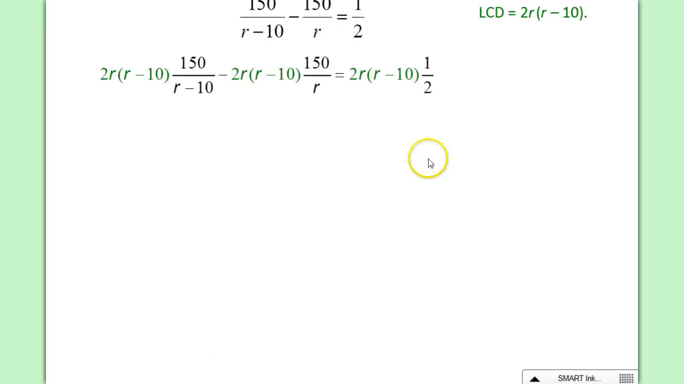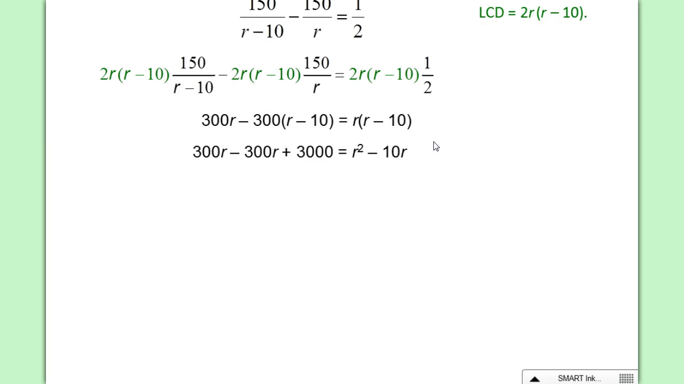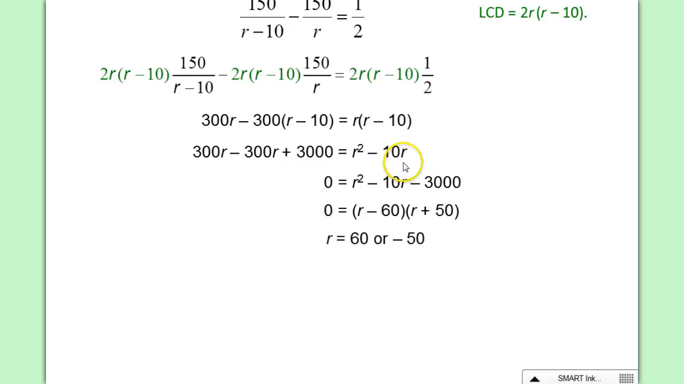So this is on the next slide. My lowest common denominator is 2R and R minus 10. I multiply all the terms by it. I get a beautiful equation. I factor it. Nothing really new here, but now we get two answers, 60 and minus 50. Do we accept this one? Do we not? Why is it not acceptable?